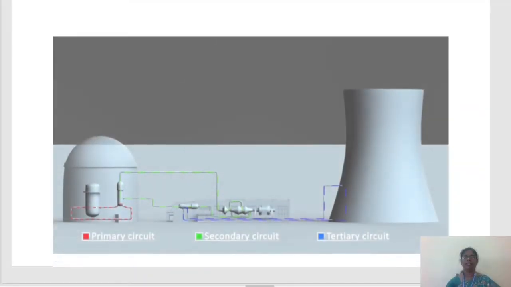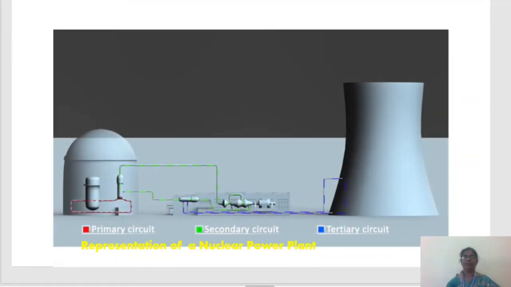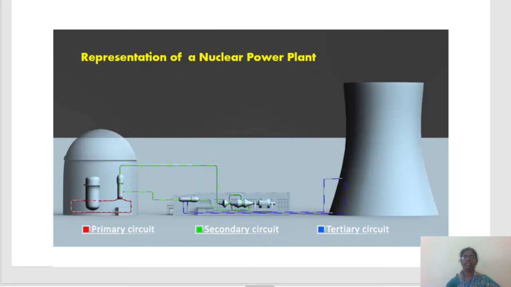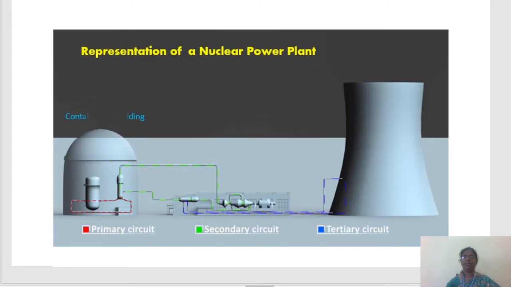Let us now see the schematic representation of a nuclear power plant. The first building is the containment building. In the containment building, the nuclear reactor is housed. Inside the reactor, the nuclear reaction takes place where water is heated up, producing steam, which drives the high and low pressure turbines. In this cooling tower, the hot water is cooled.